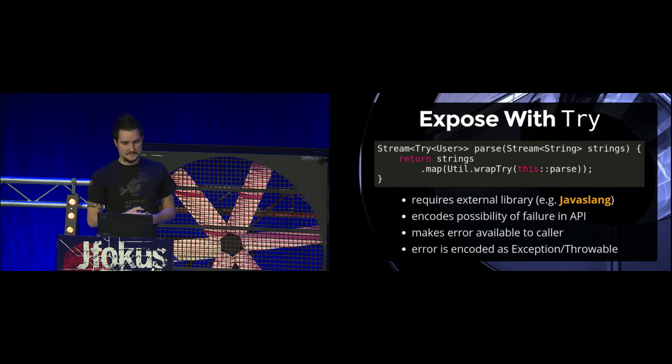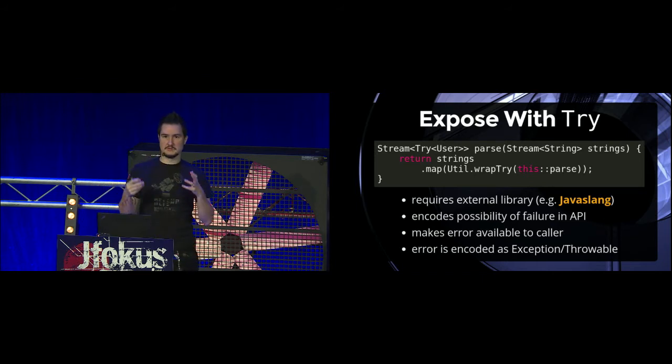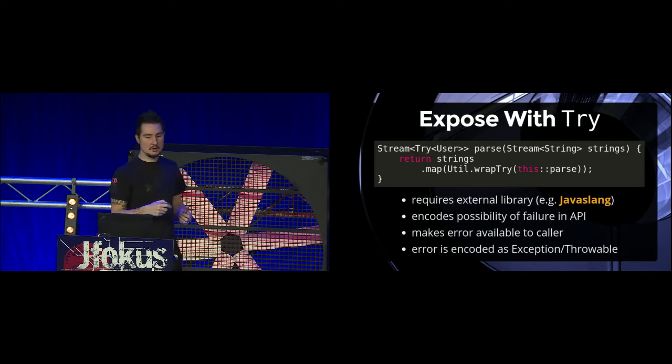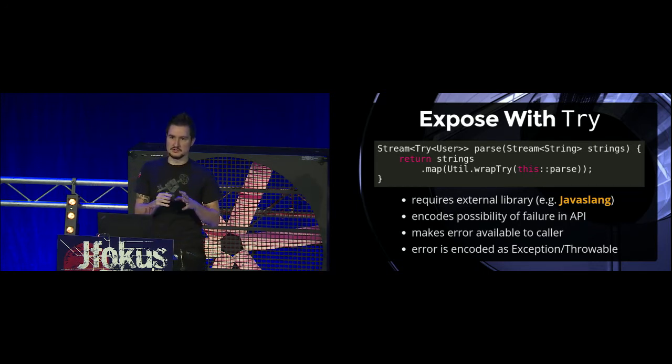So doing that, we can again start with our stream of strings. And then we add the parse function. We pass that to the wrap try, which executes that and wraps it in a try. And now what we get back is not a stream of users. That's like the first time we don't have a stream of users. We have a stream of try of user.